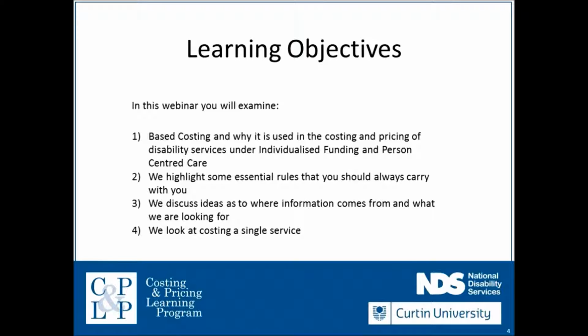In that case, we'll build on our previous webinar to continue looking at costing, to look at costing in the context of individualised funding and person-centred care, also to highlight some essential rules that we think are really important tools to carry with you throughout your costing and pricing process, to discuss where information comes from and how you might look at that information in the context of decisions being made to undertake costing and pricing, and finally to look at costing a single service, just to get a view of how costing and pricing works from a very simplistic perspective.